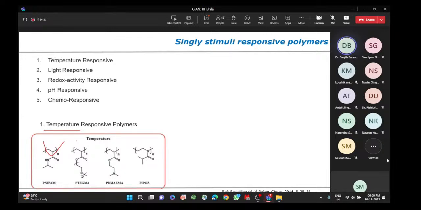Now my question is, let's say this molecule NIPAM, why is this PNIPAM molecule insoluble at higher temperature? Can you write it in the answer? Why is this molecule insoluble at higher temperature? That is the question. Please type your answer, I will discuss.